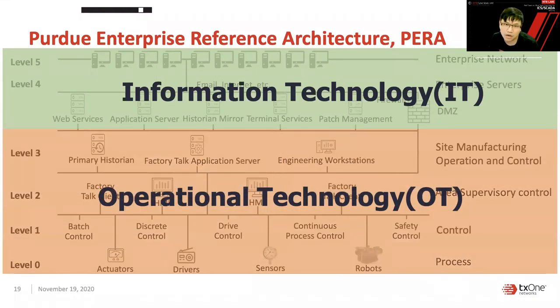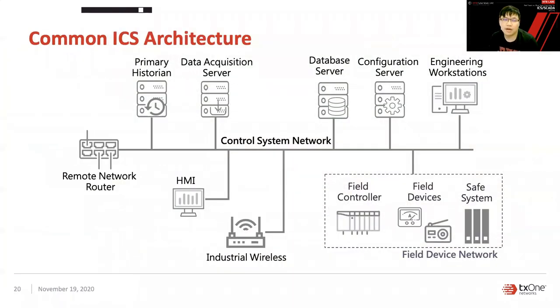So that is our IT and OT in the reference SCADA enterprise architecture. Now we dive more into the OT side. This is a common ICS architecture, a reference from ICS-CERT. You will see there are many devices: servers for data, application, database configuration, and engineering workstation servers. Also they have HMI, human machine interface, and a few network devices for controllers, field devices, and safety systems. The safety system is optional because it is very expensive.